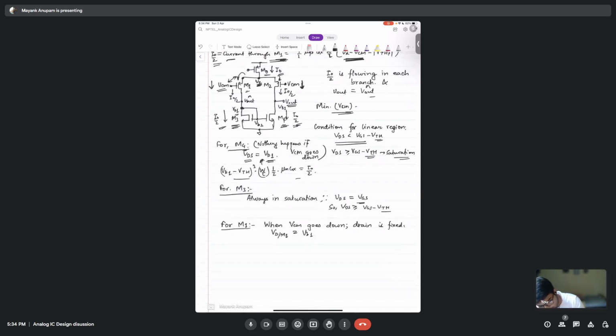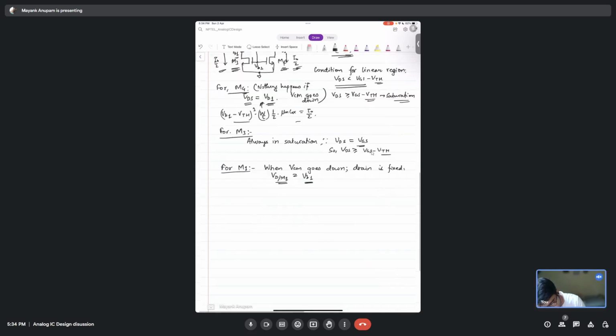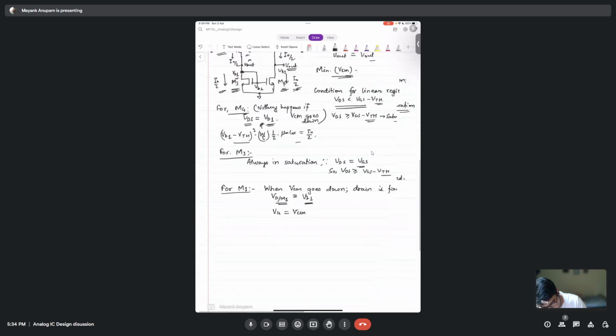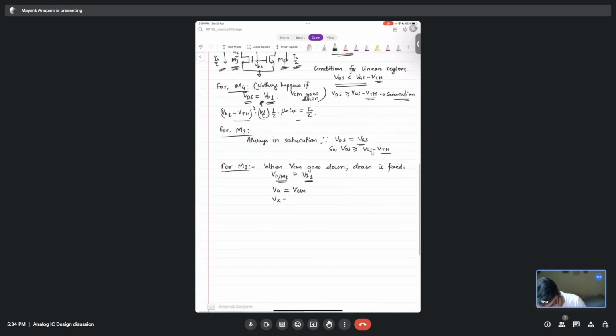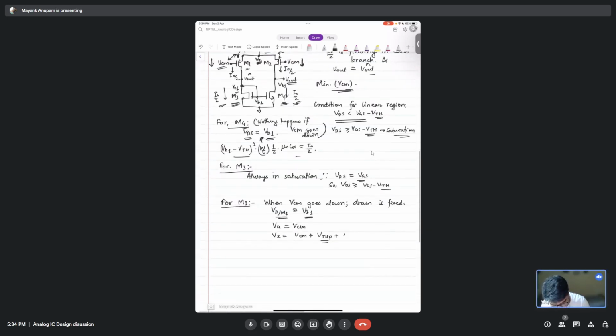What happens now? This drain voltage was not changing, that was fixed at VB1, but gate voltage VG is equal to VCM, correct? And its source voltage Vx is equal to what? It is not VCM, but VCM plus some V threshold, and plus some V overdrive.